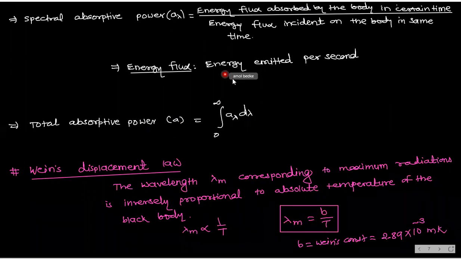Okay, lambda m into T is always equal to constant, and this constant is denoted by B and called Wien's constant, and its value is 2.89 into 10 to the power minus 3 meter Kelvin. Okay, right? So note down. Let's stop here.